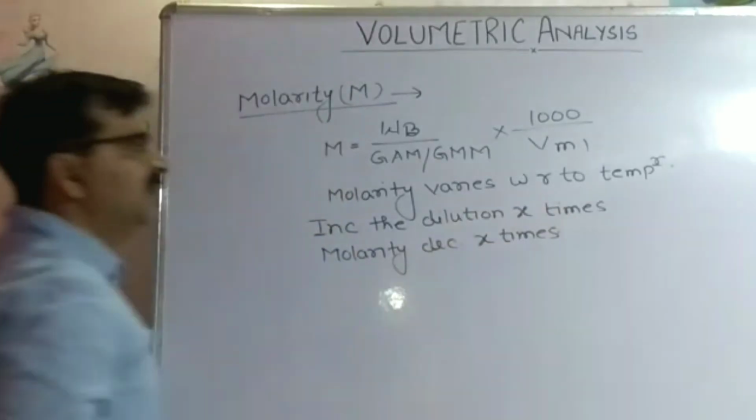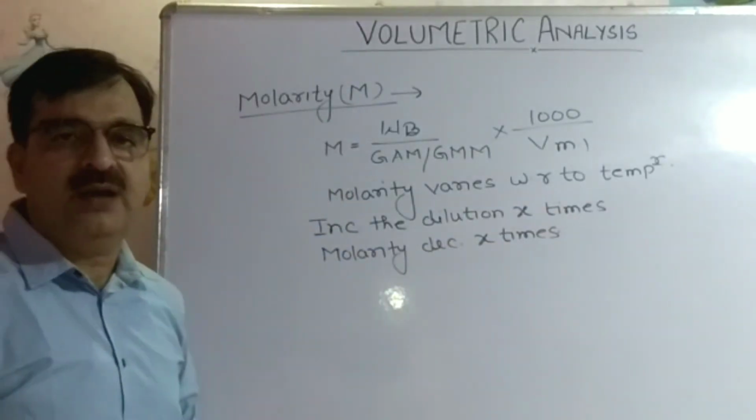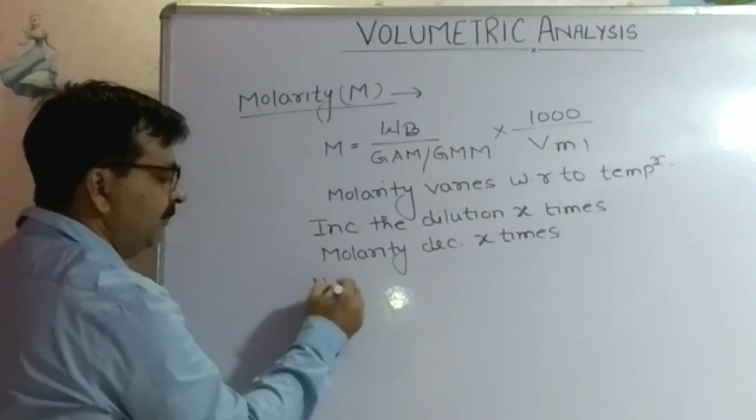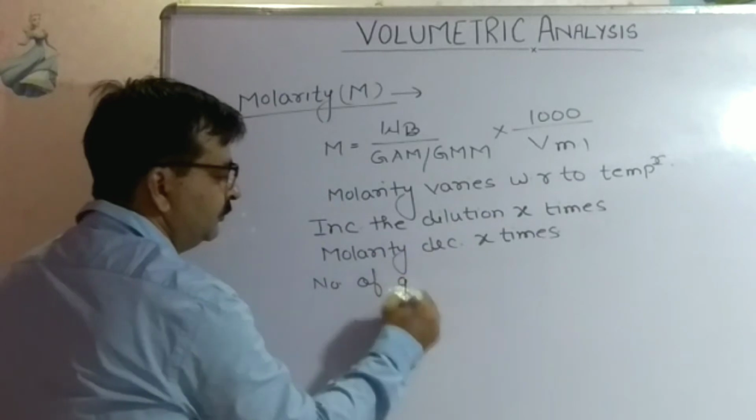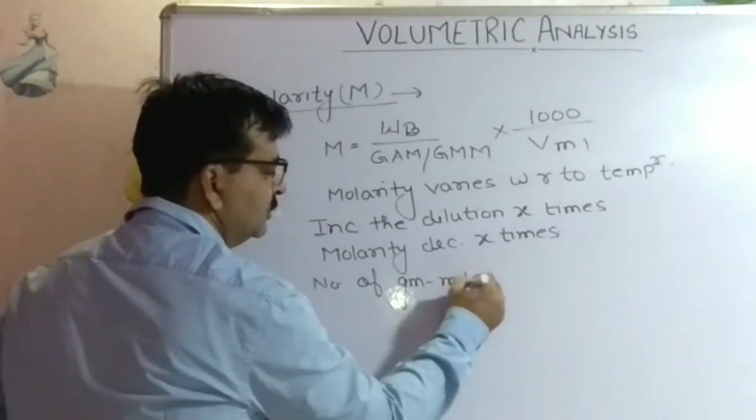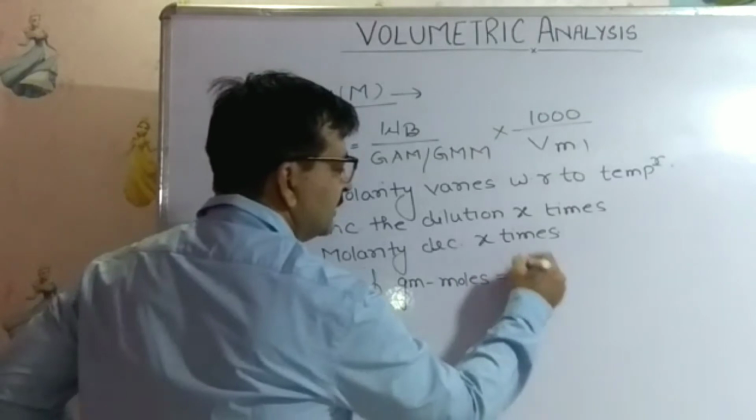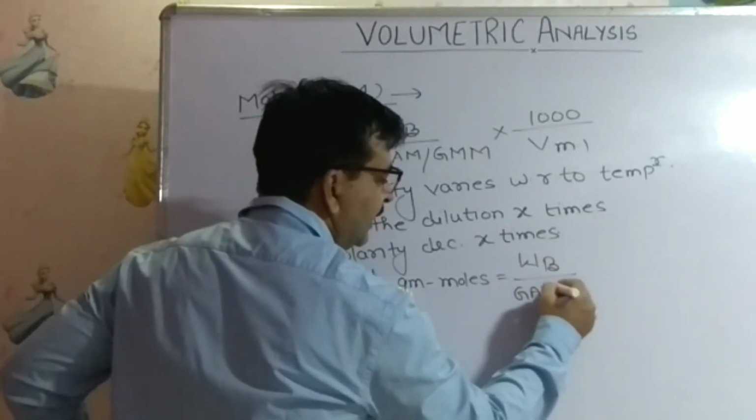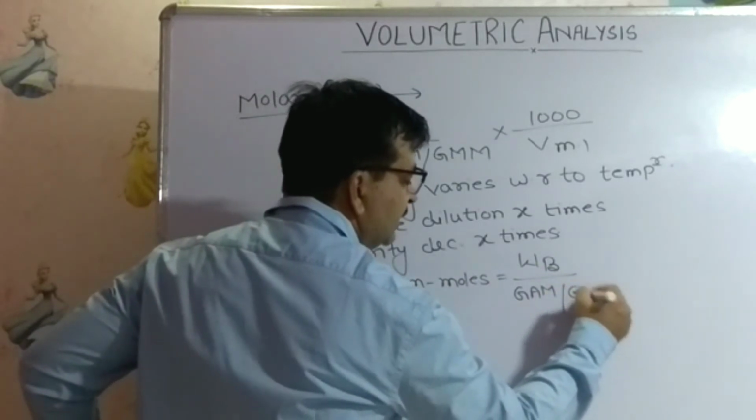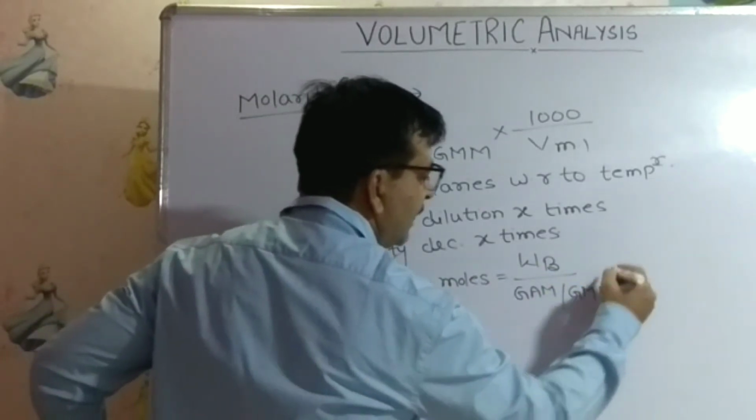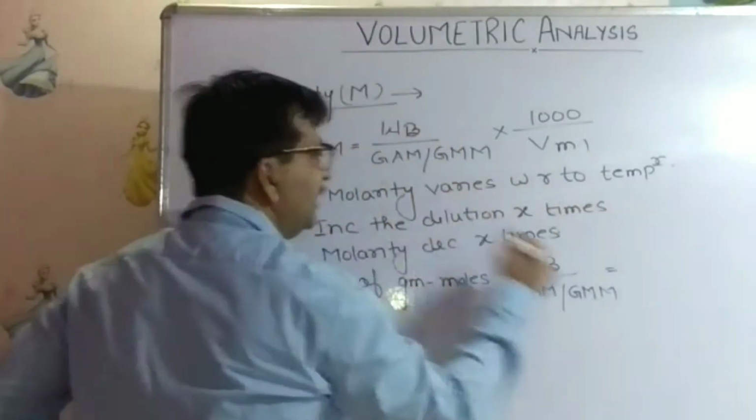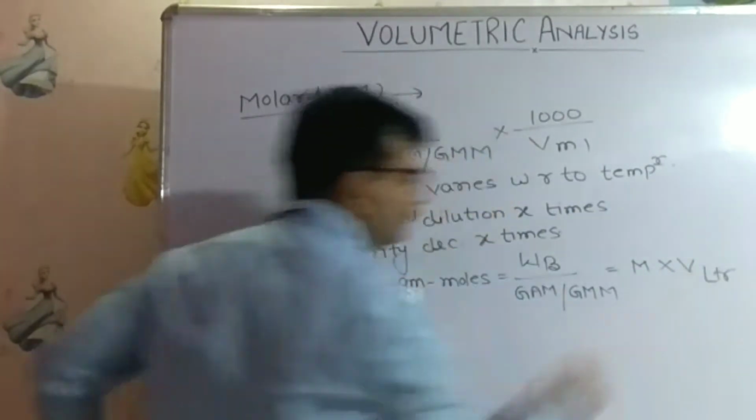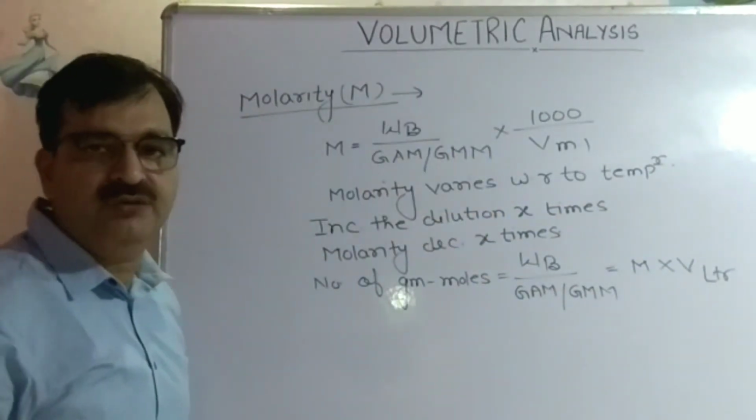Now after this, with the help of this formula, we can get the number of gram moles. Suppose we want to calculate the number of gram moles, that is WB upon GAM in case of element, GMM in case of compound, and it will be equivalent to molarity into volume of solution in liter. Molarity into volume of solution in liter.